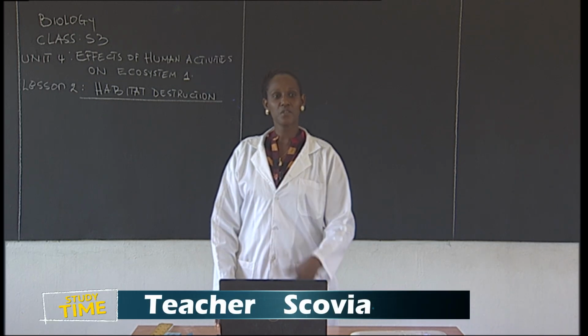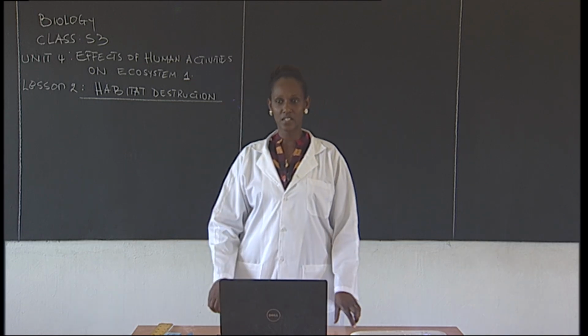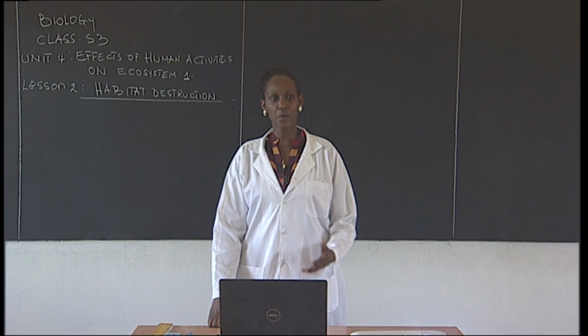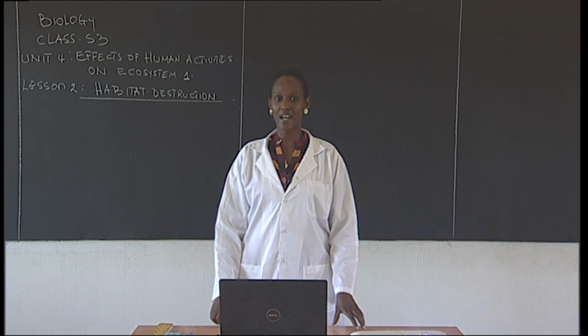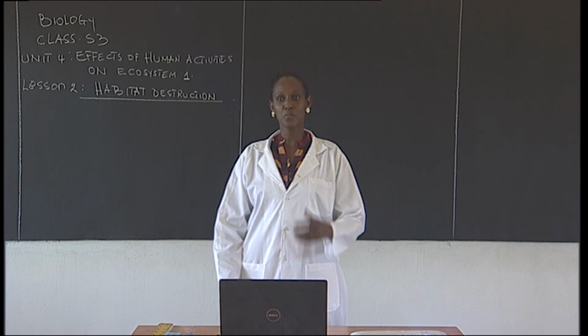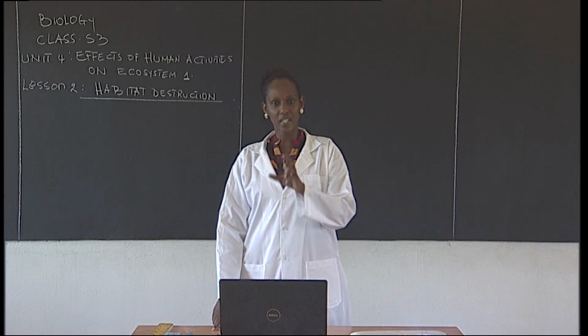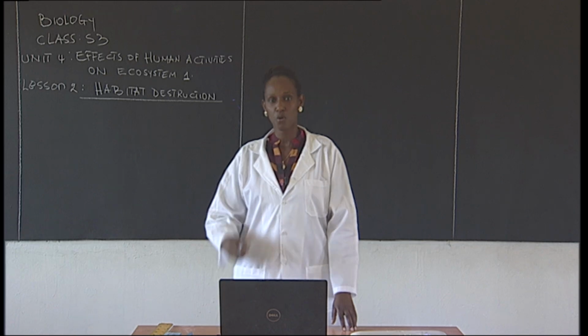So as always, we are going to look at the unit that we are going to cover in today's lesson. All right? So today we are looking at Unit 4. That is the effects of human activities on ecosystem 1. If you see 1, it means there is 2. So today we are looking at the effects of human activities on ecosystem 1.